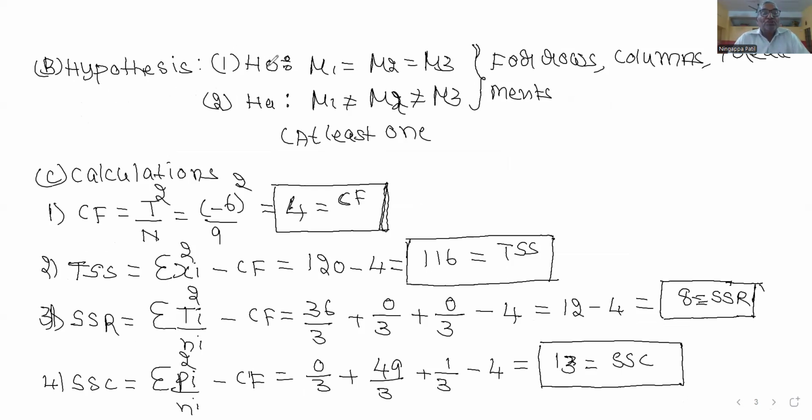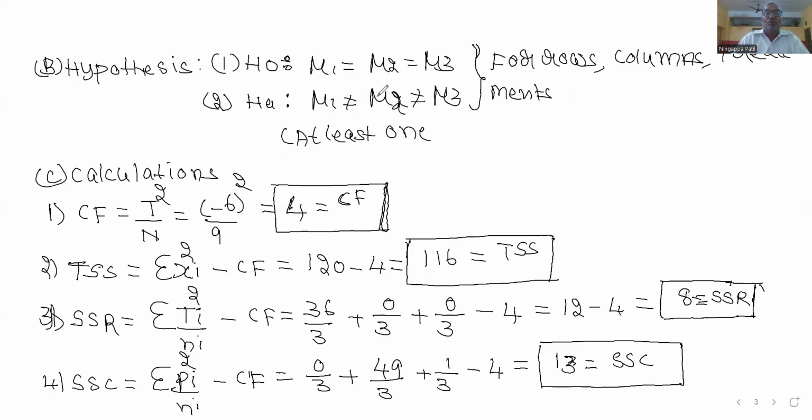Hypothesis means two hypotheses. The null hypothesis H0: mu1 equal to mu2 equal to mu3. Because only 3 treatments are there, 3 rows are there, 3 columns are there. Therefore, mu1 equal to mu2 equal to mu3. Suppose 4 are there, mu1 equal to mu2 equal to mu3 equal to mu4, you write. And now, alternate hypothesis, opposite of this. Mu1 not equal to mu2, and mu2 not equal to mu3. And at least one, what is meaning of this? All 3 may not be unequal. At least one is unequal.